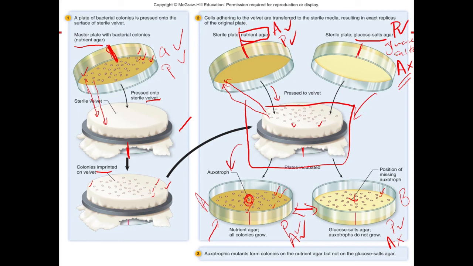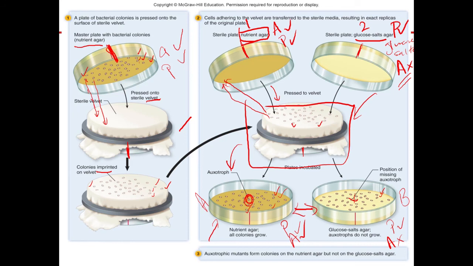As you can see, this particular method is called replica plating, because you make replicates of the plates. It's a little bit more tedious than direct selection, but it is a very good method of picking up your auxotrophs, to differentiate your auxotrophs from the prototrophs. But again, remember that this works on the principle that we are using two different types of media. We are using nutrient agar and glucose salt agar.